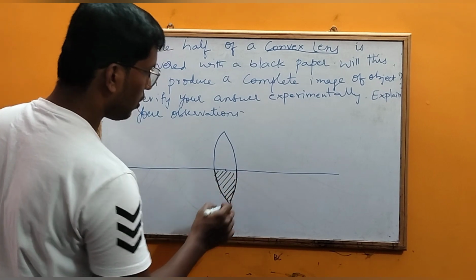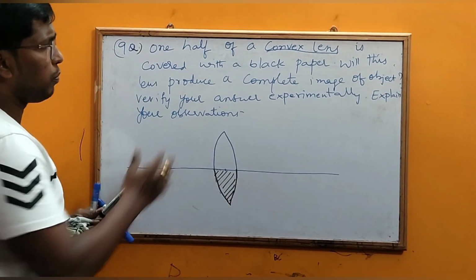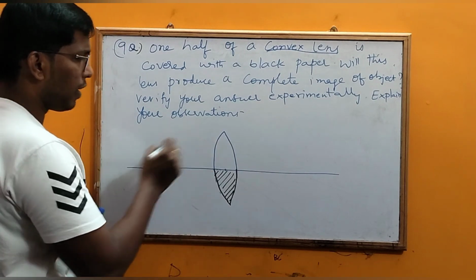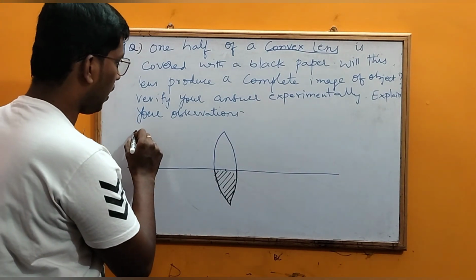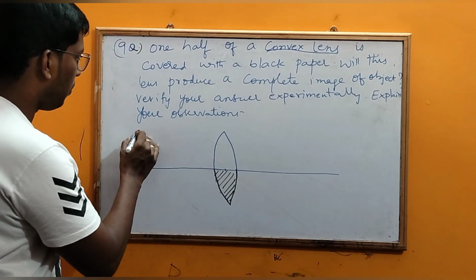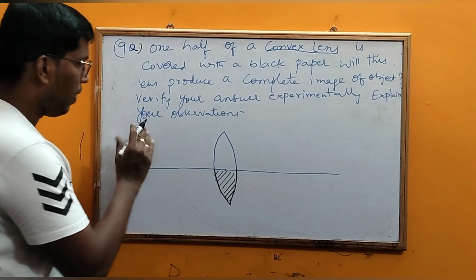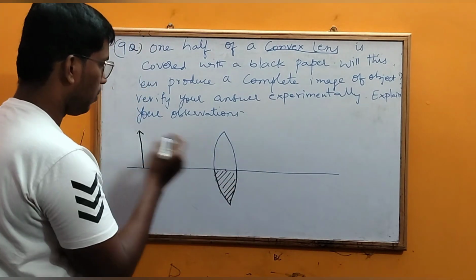One half of the lens is covered with a black paper. Will this lens produce a complete image of the object? Imagine that I have passed the light rays to get the image. Imagine that this is an object I have placed, and I will get the image on the right side.